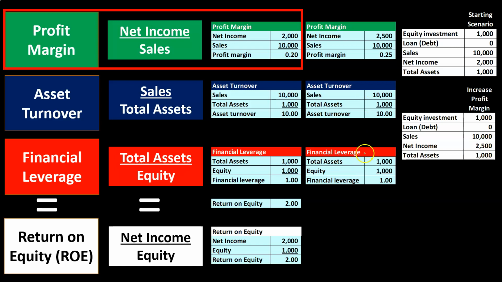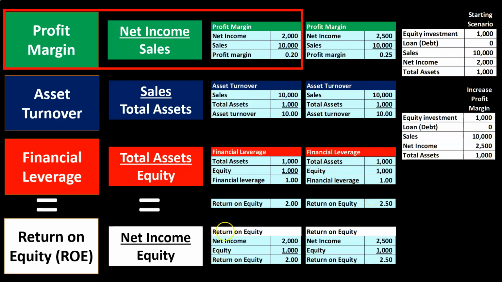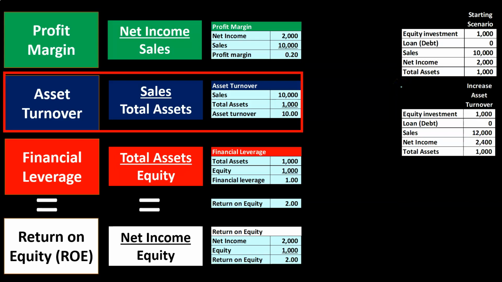Therefore, our financial leverage calculation of assets, 1,000, over equity of 1,000 is still 1. So if we multiply this together, the 0.25 times the 10 times the 1 is 2.5, which is equal to, if we calculate our return on equity as net income over equity, the 2.5. So notice how this calculation up top gives us more information, more things that we can drill down on.